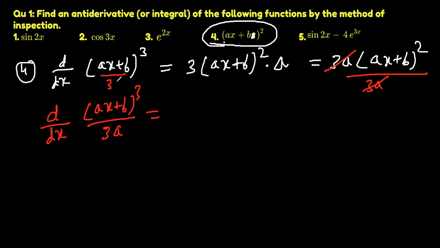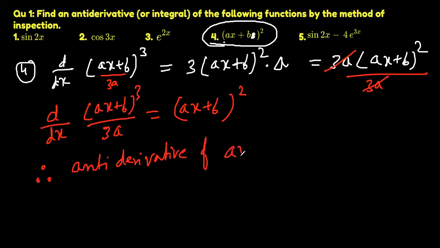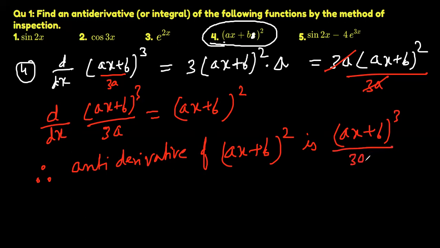On the left side, you divide it by 3a. 3a being constant can be written out. The derivative of this will be (ax plus b) whole square. That means, therefore, the antiderivative of (ax plus b) to power 2 is (ax plus b) to power 3 divided by 3a. But we can also write it like this: 1 by 3a times (ax plus b) whole cube.